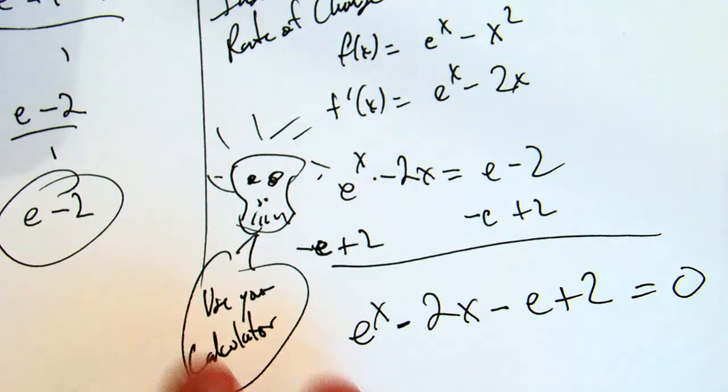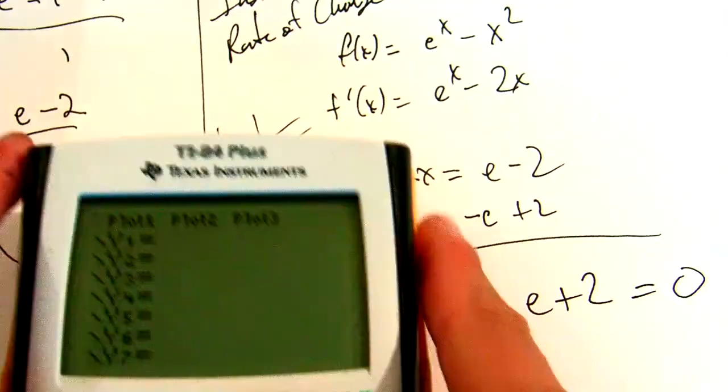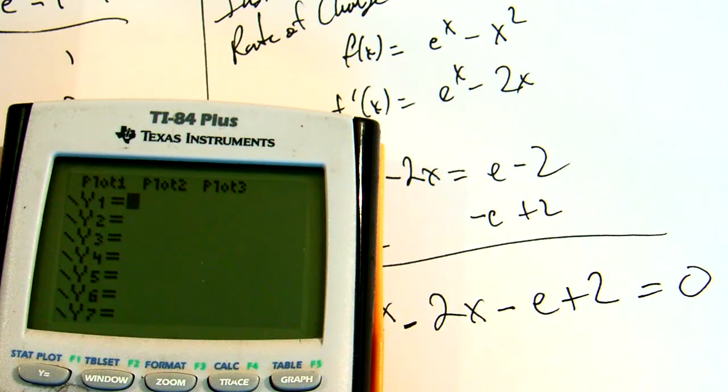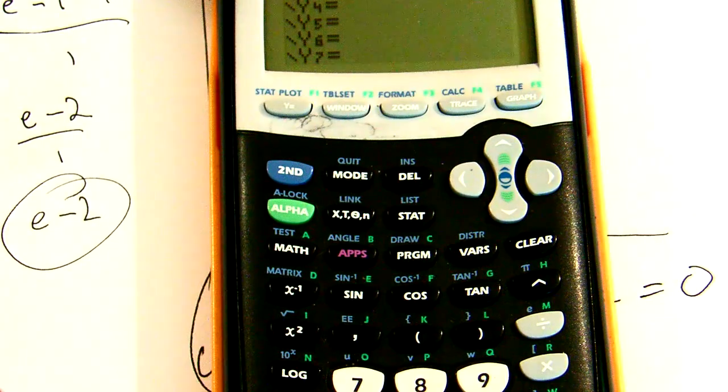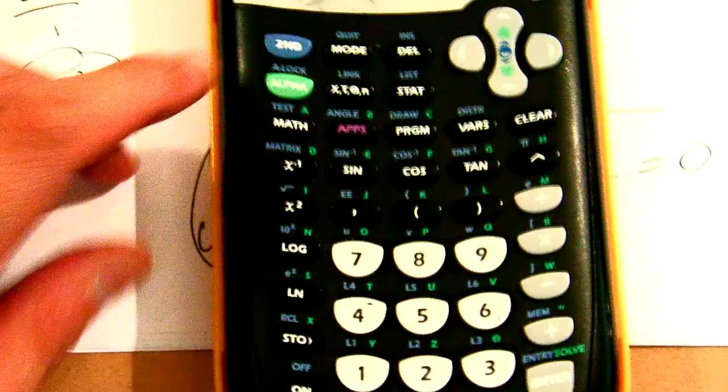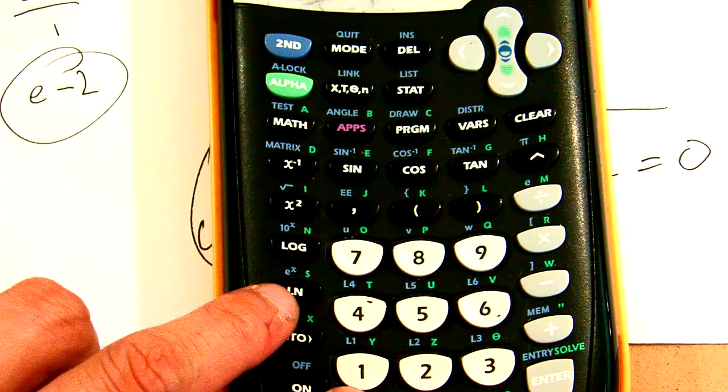I just moved this stuff over here. And now we're going to use our calculator and find the zeros of this one here. I'm going to go to y equals, I'm going to put it in. So what is it? It's e to the x.